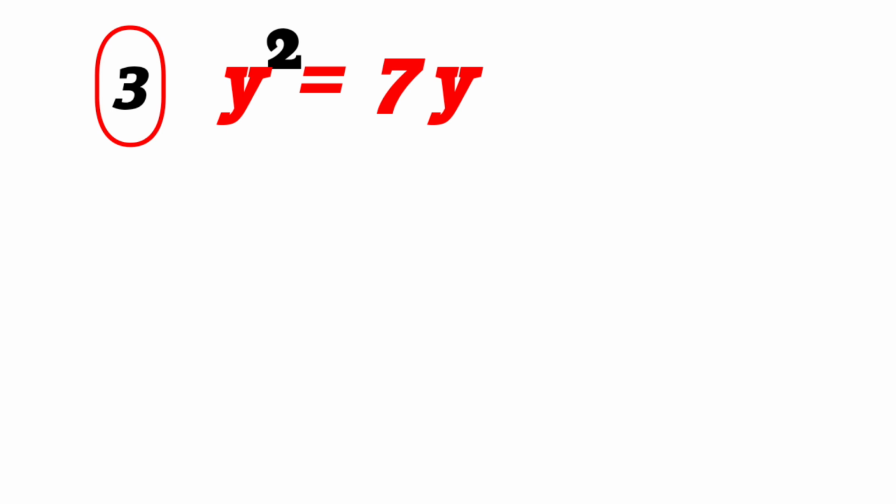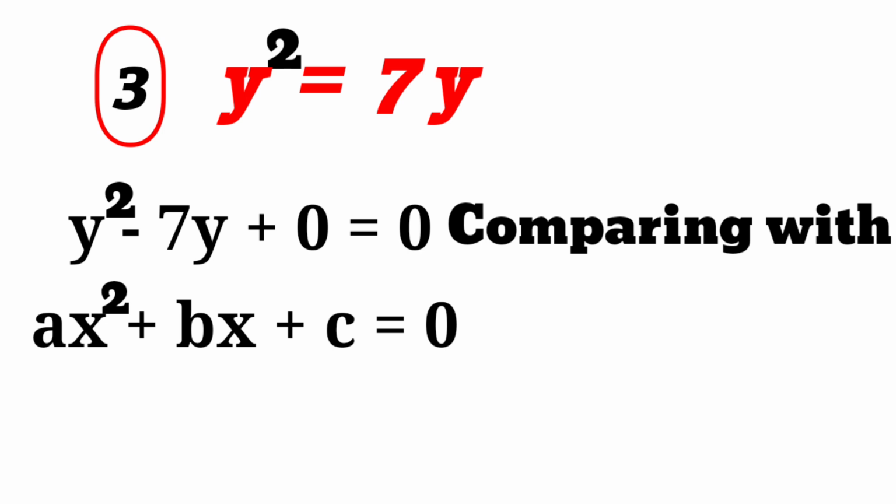y square is equal to 7y. y square minus 7y plus 0 is equal to 0. Comparing with general form of ax square plus bx plus c is equal to 0.